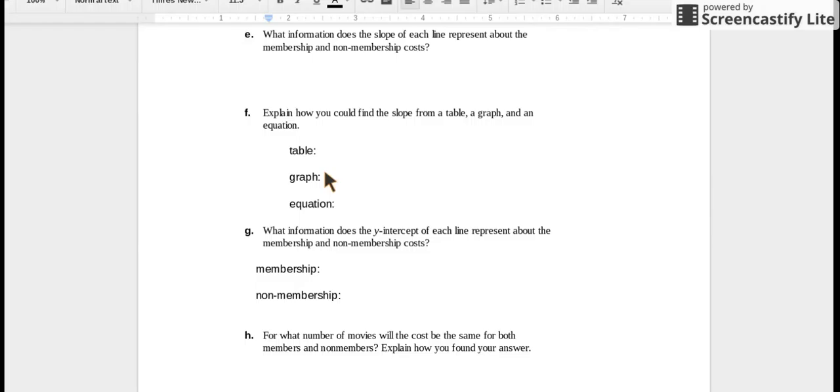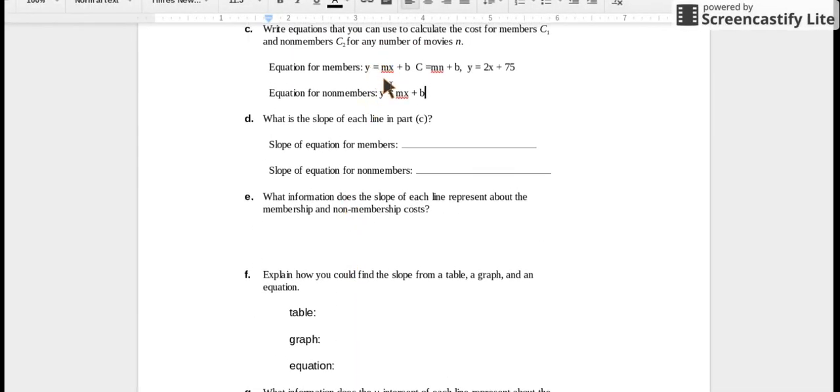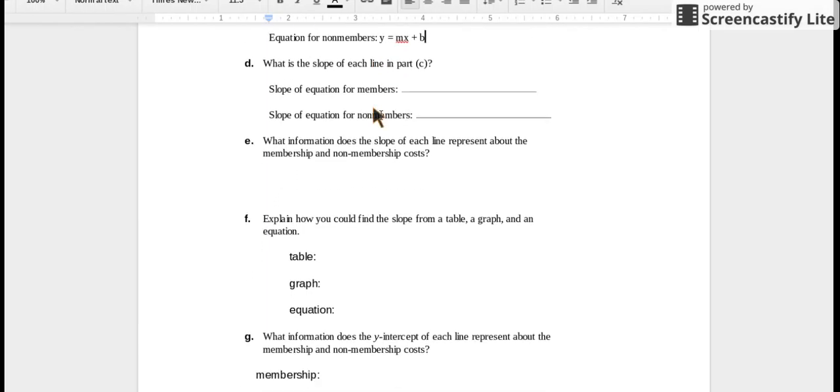For F, explain how you could find the slope from a table, graph, and equation. From a table, there are a couple ways you can do it, but one of the easier ways is to find the change in y divided by the change in x, or you could find the constant rate of change in some way or another. With a graph, the slope is when you find the rise and run between 2 points. And the equation, as I referred to earlier, you just look for your m value in your equation. And that's your slope, and you're all good.